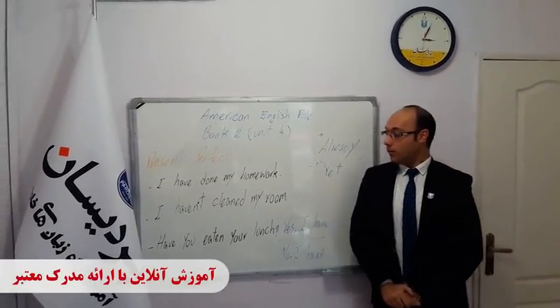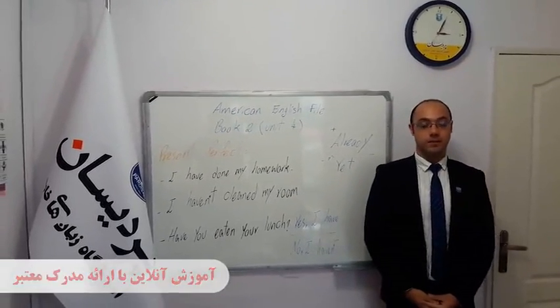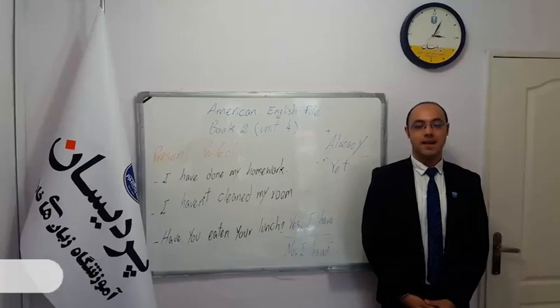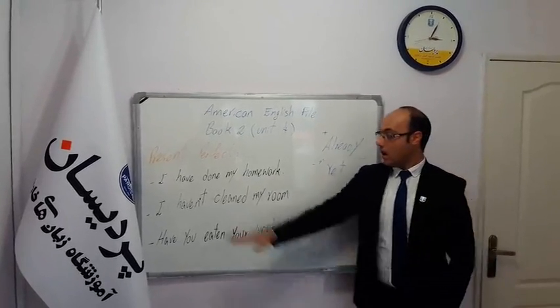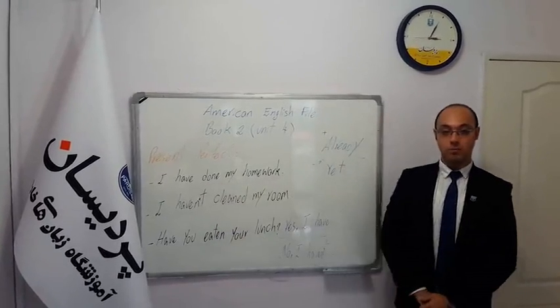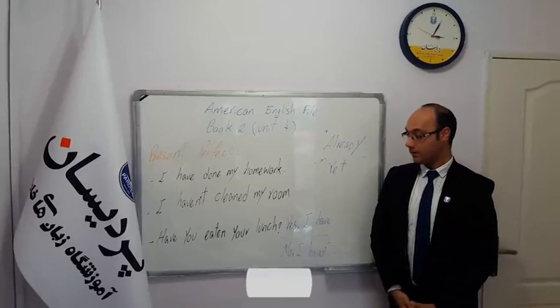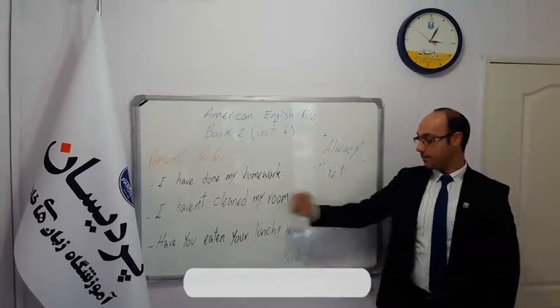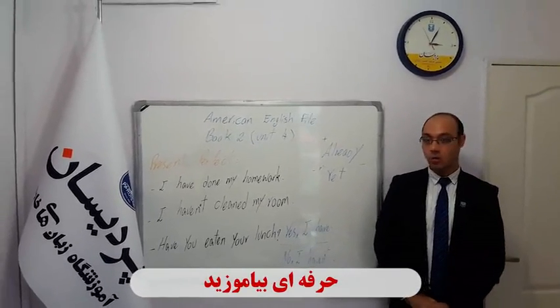In Unit 4, we have present perfect. We use present perfect for something that happened in the past and the effects come to present. For example, I have done my homework. This is an affirmative sentence. For negative sentence, we say, I haven't cleaned my room, or I haven't done my homework.